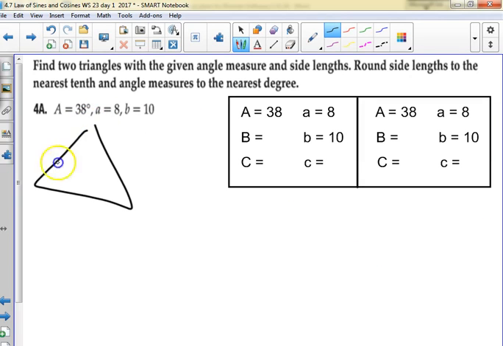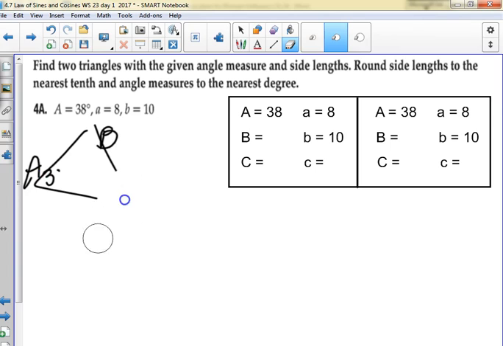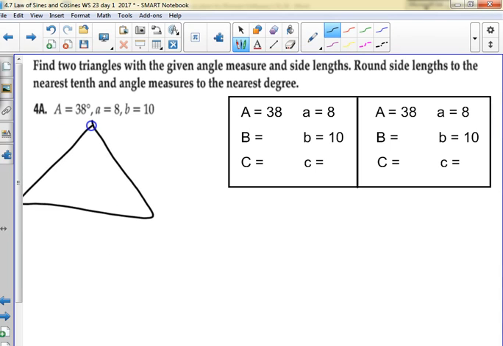All right, start again. ABC, angle A is 38. Oh my gosh, I'm going to start over. That's just so messy. B, C, 38 degrees, 8, 10. What are we going to find first this time? Okay, it says solve the triangle.